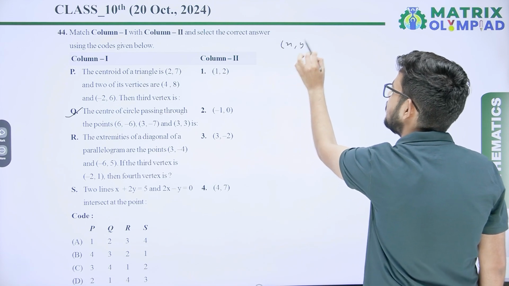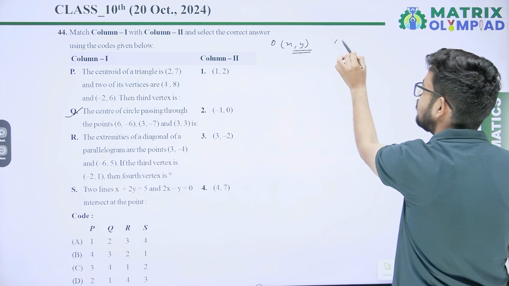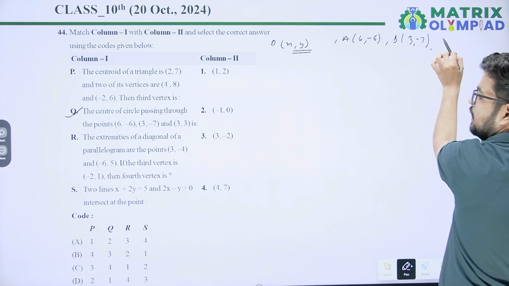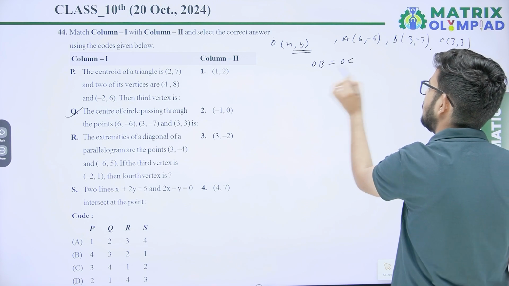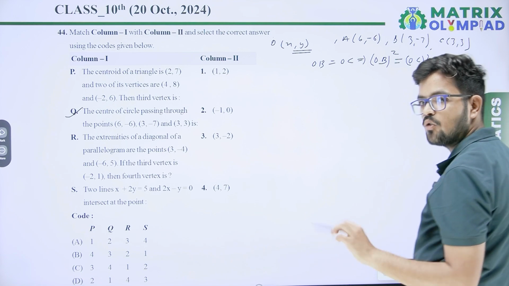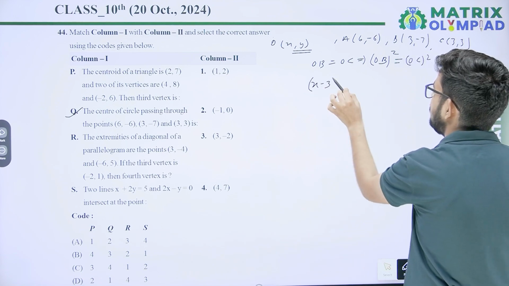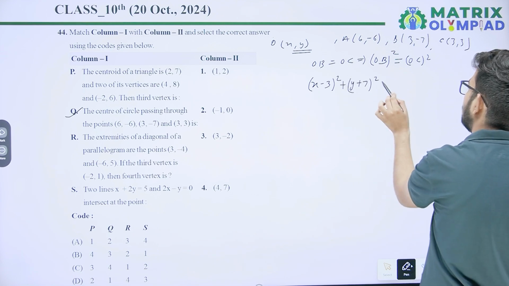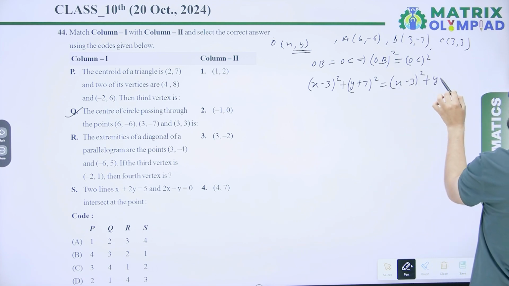So just assume the center of the circle is (x, y) and call it O. It will be equidistant from the points B (3, -7) and C (3, 3). It means OB equals OC. That means OB square equals OC square, because they are all radii of the circle. So OB square, that is (x - 3) square plus (y + 7) whole square, equals OC square, that is (x - 3) square plus (y - 3) square.